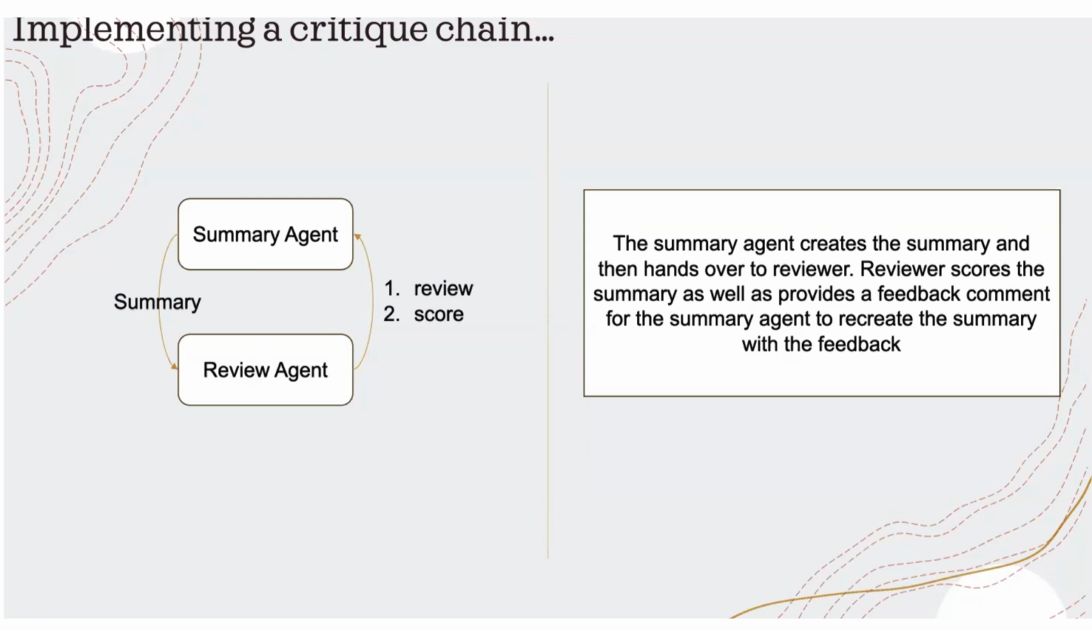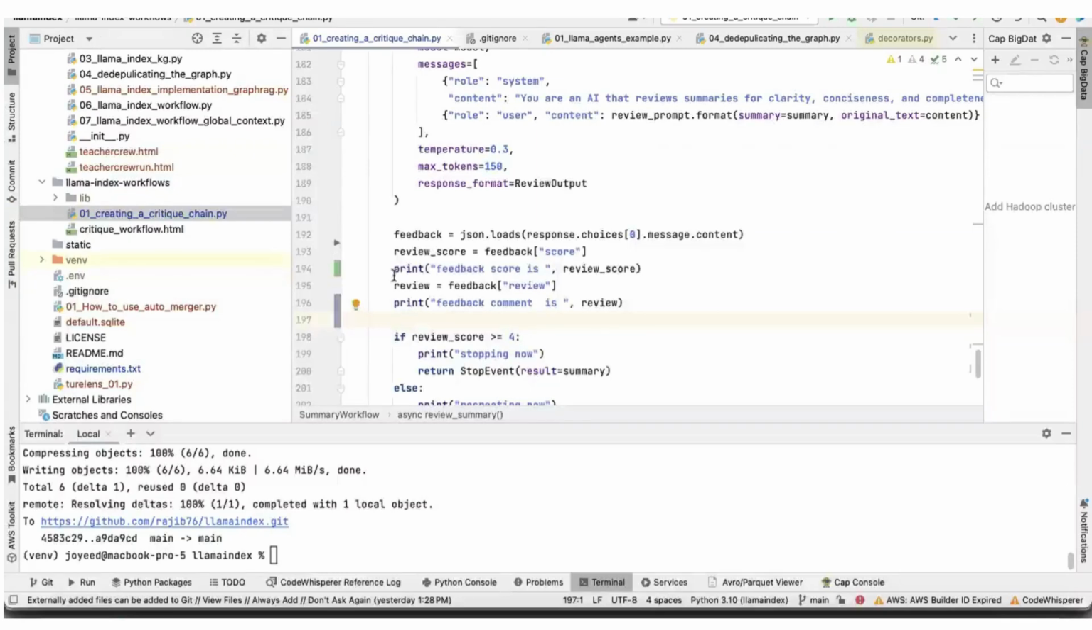And when we look at the code, we'll see how we have put the logic: if the score is greater than or equal to 4, then you stop the workflow. Otherwise, loop it, give it back to the summary agent with the review comment from the review agent until you reach that score of 4 or until a certain number of retries, basically. So that is the use case. Let us go to the code right now and see how it has been implemented.